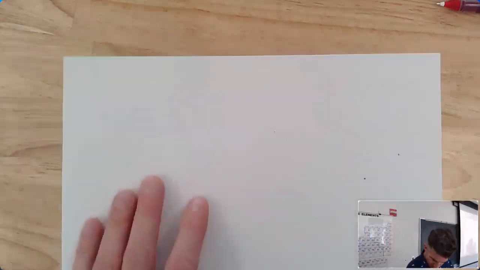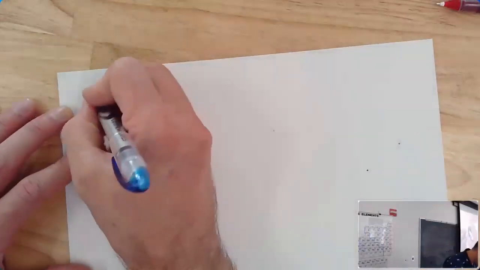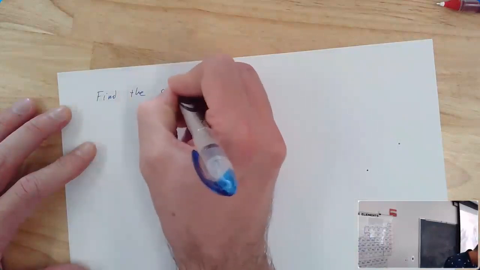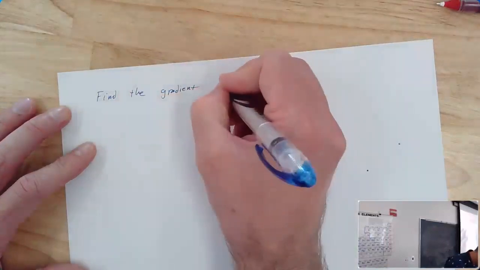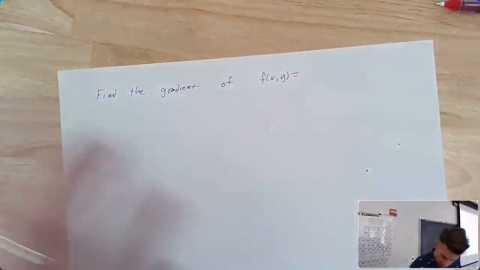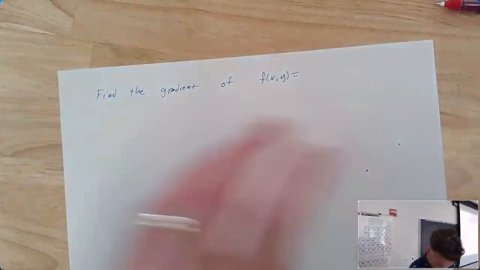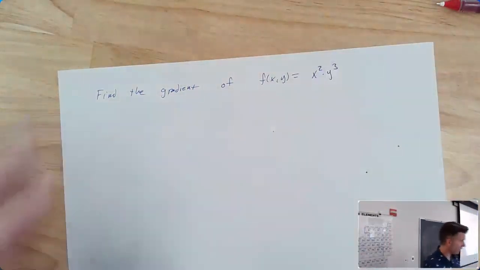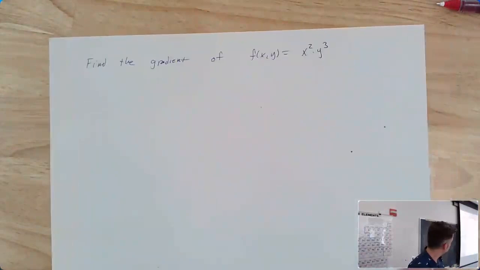So you all try this one. First, I would like everybody to find the gradient, which is a vector, of f of x, y equal to x squared times y cubed. Go ahead and find that gradient.